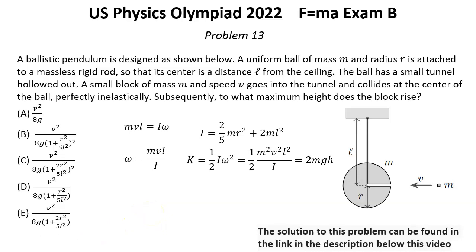That will be 1/2 I omega squared, and after insertion of this omega we will have this expression, and this must be equal to 2 mgh, which is the potential energy for the whole system. Now let's use the expression for I, put it here, and find that h equals this expression. That's answer D, and that was the solution for problem number 13.